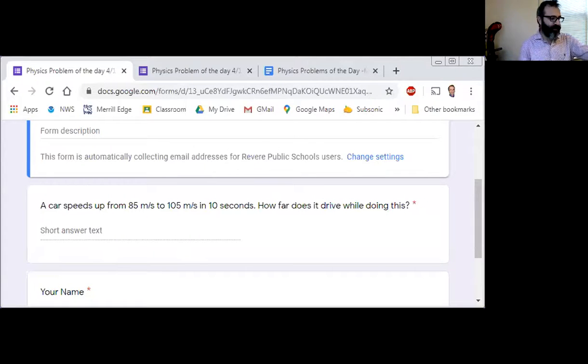Okay, what it says is a car speeds up from 85 meters per second to 105 meters per second in 10 seconds. And we want to know how far it drives while it's doing that, while it's speeding up. So let's start, as always, with the information given to us in the problem.